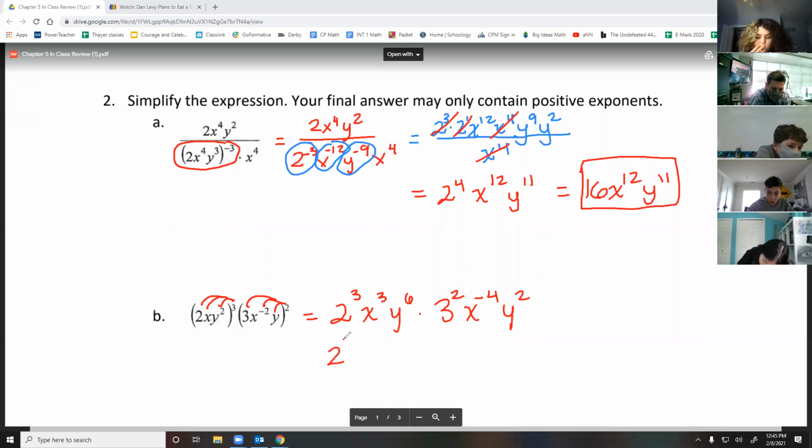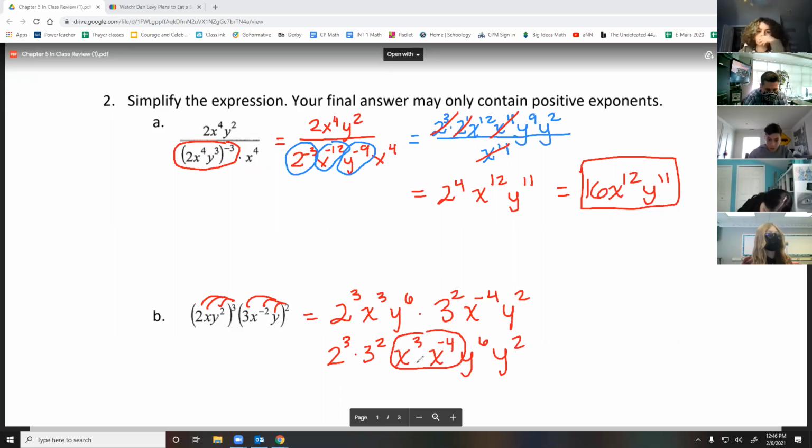So let's turn this into 2 to the 3rd, 3 to the 2nd, x to the 3rd, x to the -4th, y to the 6th, y to the 2nd. And the reason I do that is so now I can combine like terms, so to speak. The x's can combine. Same base, you're multiplying, so you're going to add the exponents. That's x to the negative first. The y's can combine. Same base, keep the base, add the exponents. That's y to the 8th. Now those have different bases, so you can't combine these.